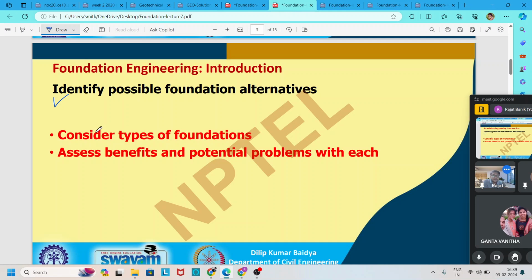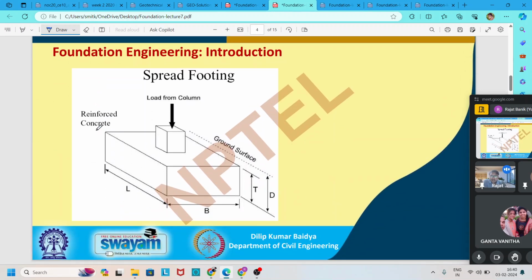If we design, it is possible that we can build different dimensions of the foundation or different types of foundation, and we need to discuss which type of foundation is suitable for what purpose. First is the spread footing. It is one type of shallow foundation. Here we build a foundation system like this. This is the foundation.